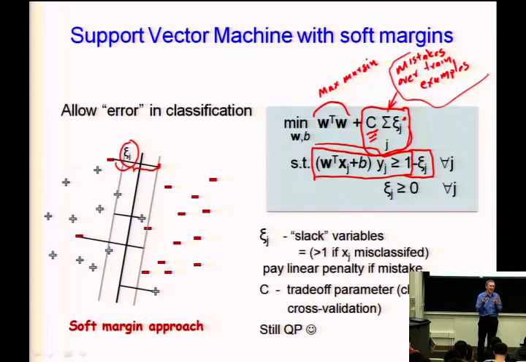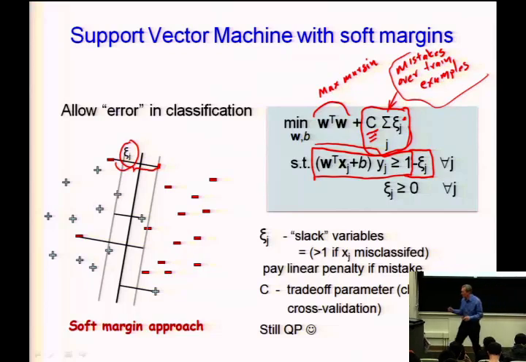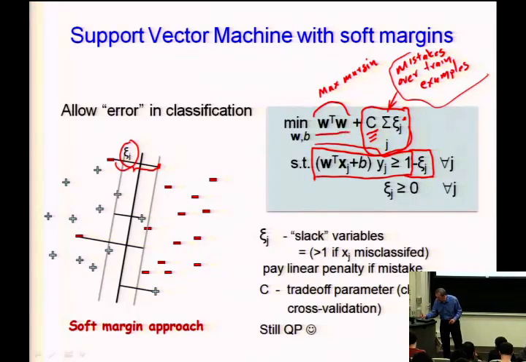If I choose a little c, it means I'm willing to put up with more mistakes. If I choose a large c, I say, I really don't want to see too many mistakes. You're going to pay a higher penalty for those. And so maybe you can choose a larger W instead to get rid of those.